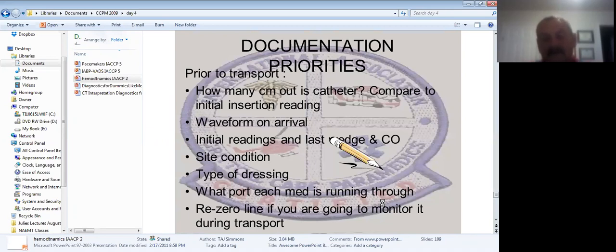So how many centimeters out is the catheter? We want to compare that to the initial insertion reading. We want to make sure it didn't move. What's the waveform like? What are the initial readings, particularly with regard to cardiac output and wedge? What's the site look like? What type of dressing? What port is each med running through? And then was the line re-zeroed? Was it monitored during transport?